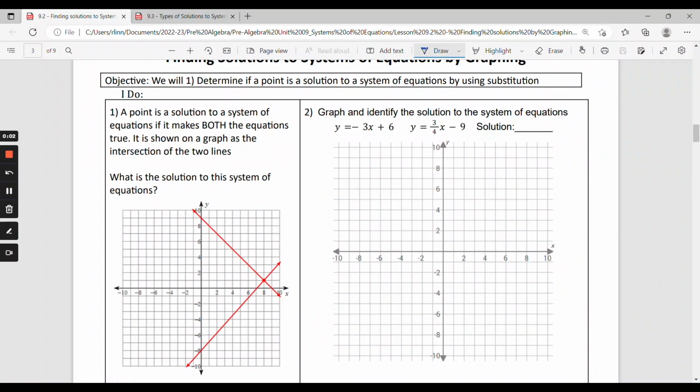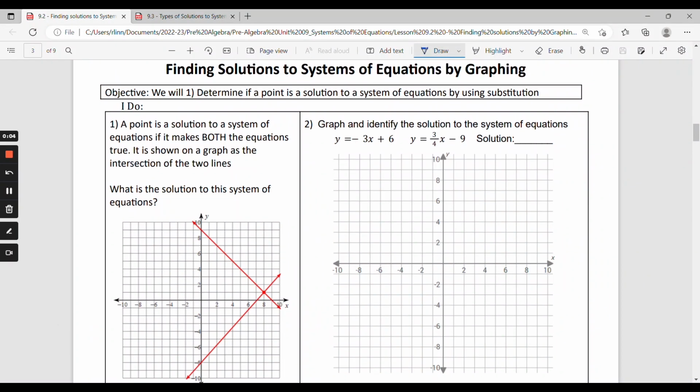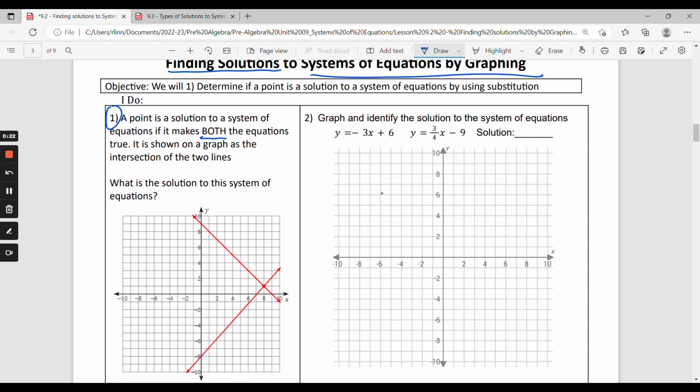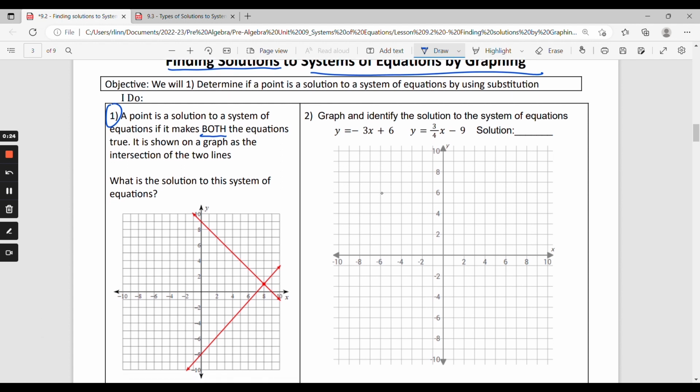As we have learned, when we are looking for solutions to systems of equations, we're going to look for the point where the two lines cross. So in our first example here, it says a point is a solution to a system of equations if it makes both the equations true. So it is shown on the graph as the intersection of the two lines.